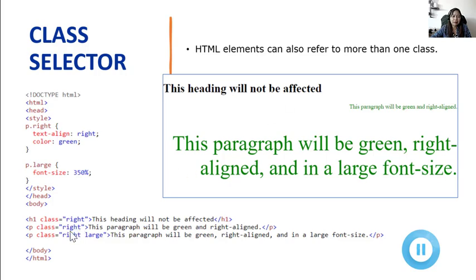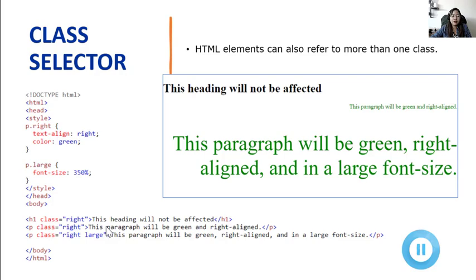Now for the second example, we're using it inside the P tag. And since this is specific for paragraphs, this one is affected, but you're only using right. So that means for this particular paragraph, it will only change the alignment to right and the color to green.